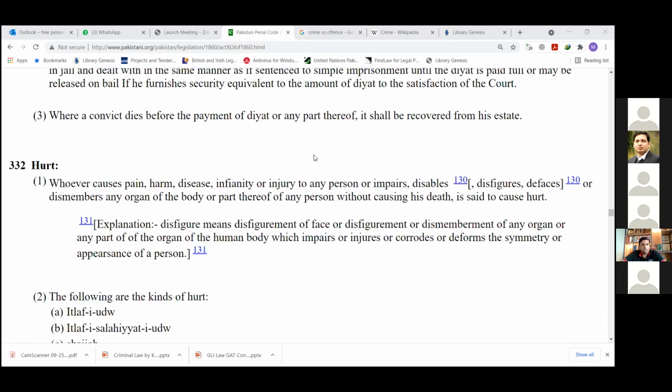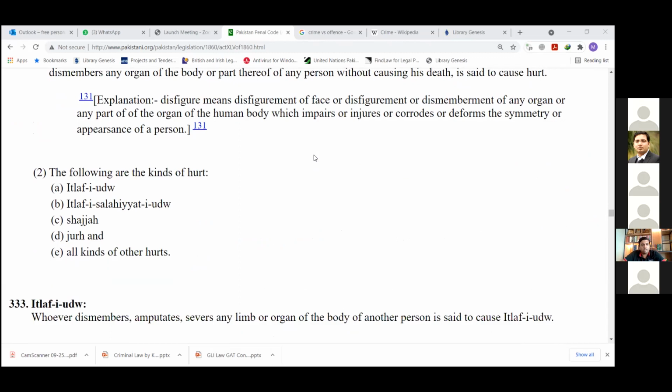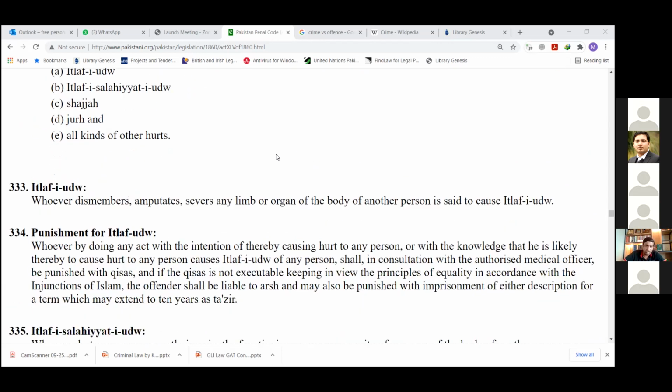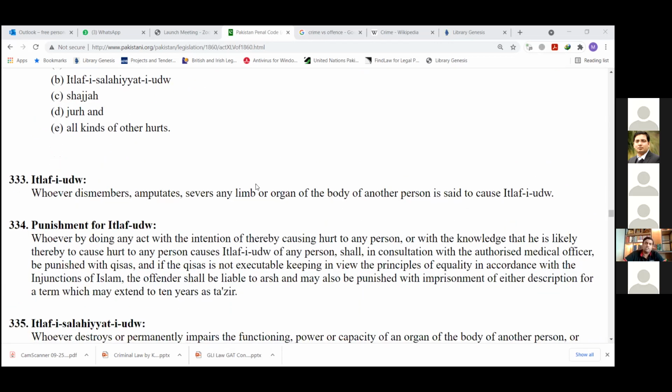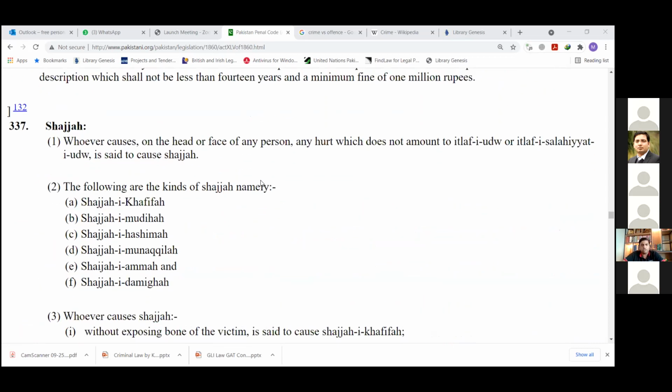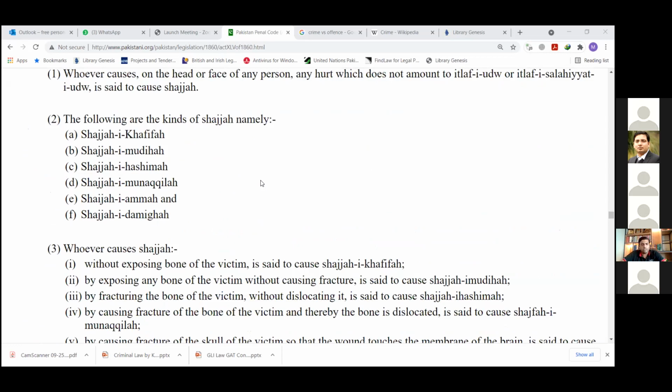Now, there are these 5 kinds of hurts: itlaf-e-udw, itlaf-e-salahiyyat-e-udw, shajjah, jurh, and all other kinds. Itlaf-e-udw is amputation of an organ. Itlaf-e-salahiyyat-e-udw is doing an act by which an organ is disabled. Shajjah, now comes 337, which is shajjah. Shajjah is of again 6 kinds.